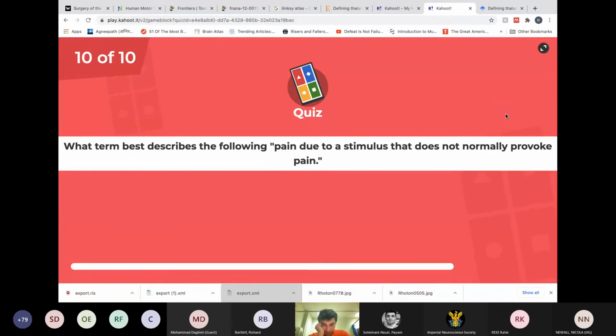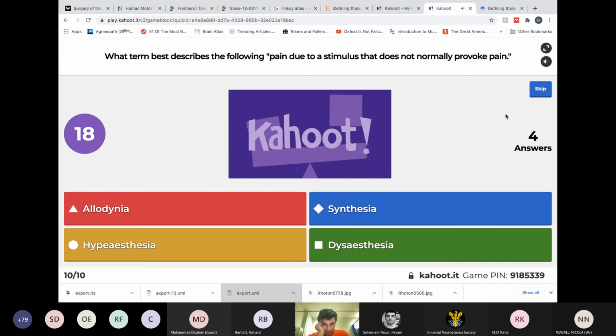What term best describes pain due to a stimulus that does not normally provoke pain?